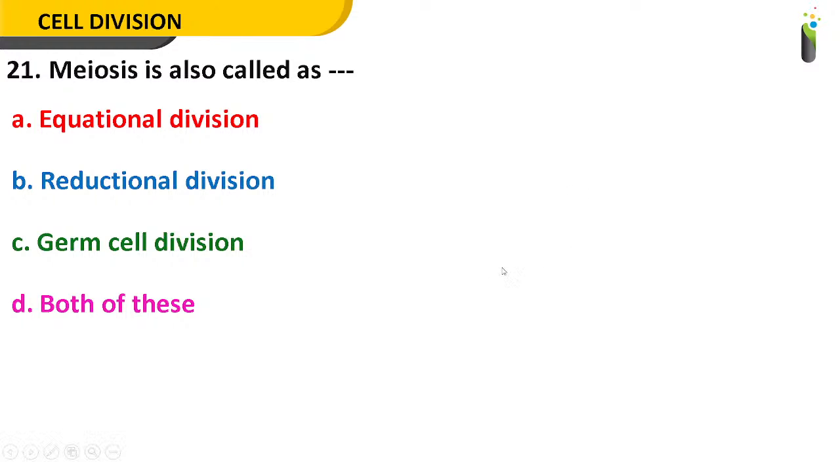Well, the perfect answer is D, that is both B and C. It is either called reductional division or germ cell division. Remember, meiosis is essential for the formation of gametes, which in turn is essential for sexual reproduction. So meiosis has an important role to play in sexual reproduction.